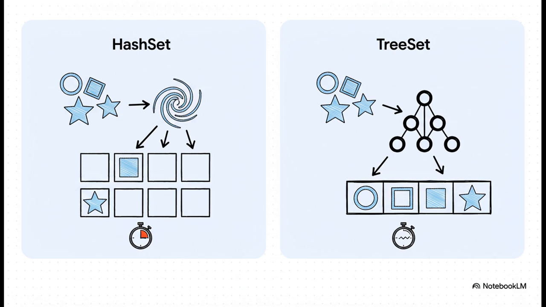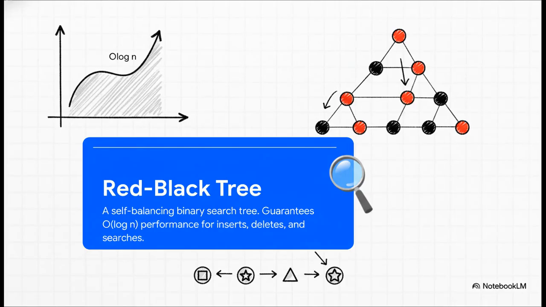It pays a small performance price, but in exchange, it guarantees your elements are always in order, no matter what. So how does TreeSet pull off this magic trick of being both sorted and efficient? Well, the secret sauce is this really cool data structure called a red-black tree. You can think of it like a binary search tree that's obsessed with staying balanced.